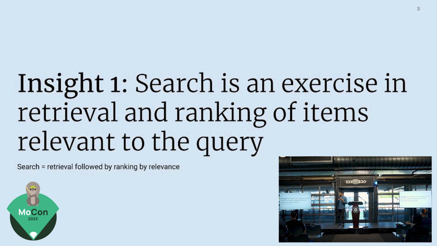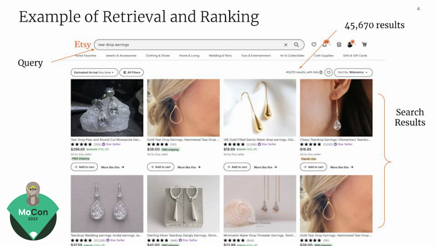So let's get started. The first insight is that search is an exercise in retrieval and ranking of items that are relevant to the query. There are 3 operative words called out here. The first is retrieval, the second is ranking, and the third is relevance. Let's understand what we mean through an example.